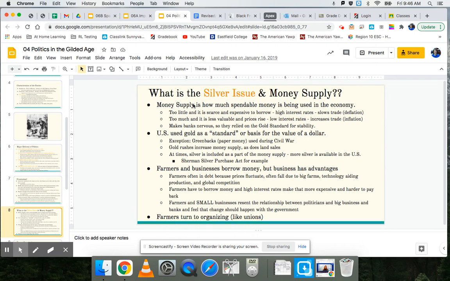If you don't have enough, interest rates are high and it's expensive to borrow, which you can see why that would hurt farmers. If there's too much, money is not as valuable. It makes interest rates lower. Great for farmers, but not so great for banks and not so great for stock markets, right? And so banks don't really like inflated money. They don't like loose money supply.